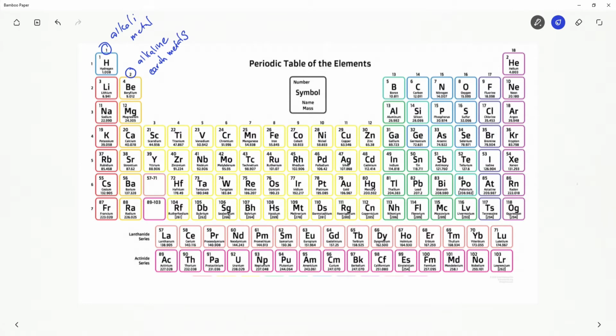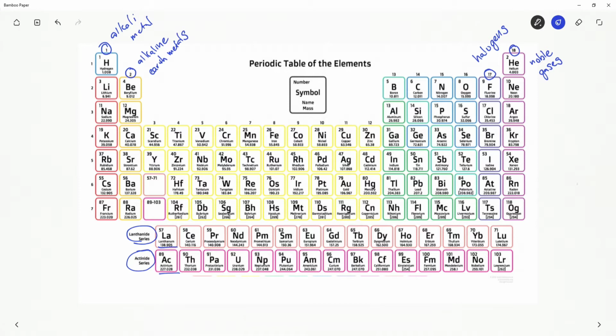We will move to the right-hand side of the periodic table. Looking at group 17, this group is called the halogens. Right next to it, group 18 is known as the noble gases. Down at the bottom of the periodic table, we have our lanthanide series and our actinide series. These are simply named after the 2 elements lanthanum and actinium.